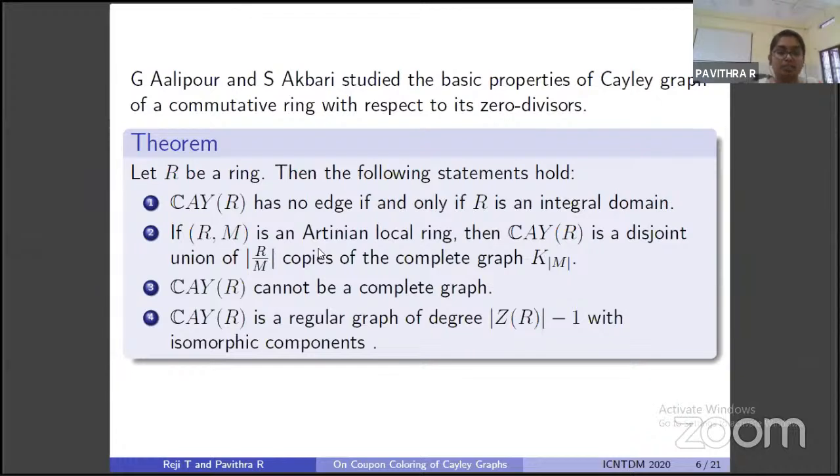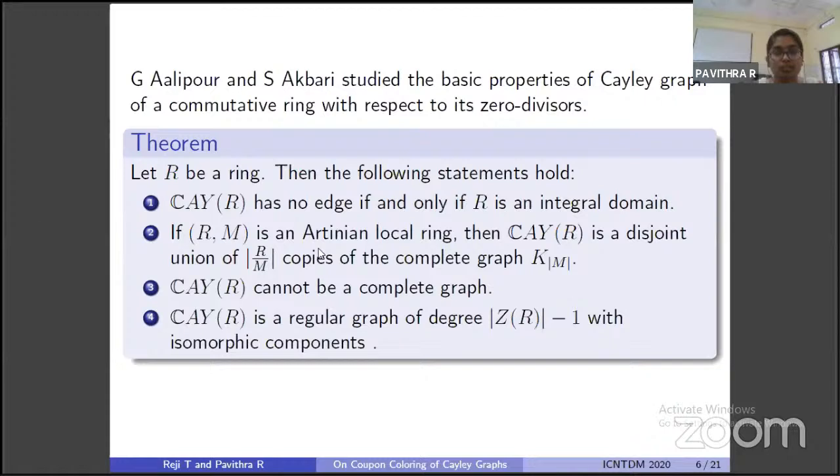These are some works done by them. Cayley graph of R has no edge if and only if R is an integral domain, and if R is an Artinian local ring, then the Cayley graph of R is a disjoint union of this number of copies of complete graphs. And Cayley graph of R cannot be a complete graph. Finally, Cayley graph of R is a regular graph of degree cardinality of zero divisor set of R minus 1, with isomorphic components.